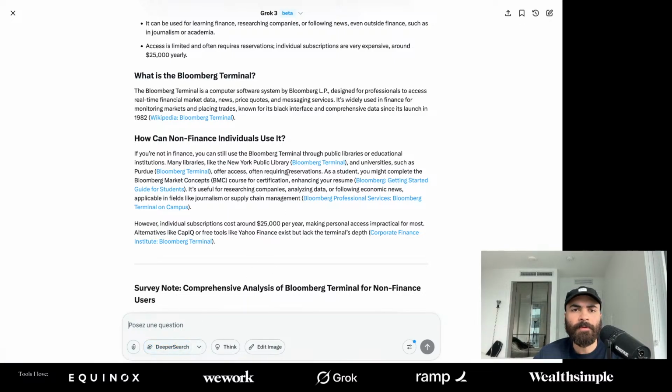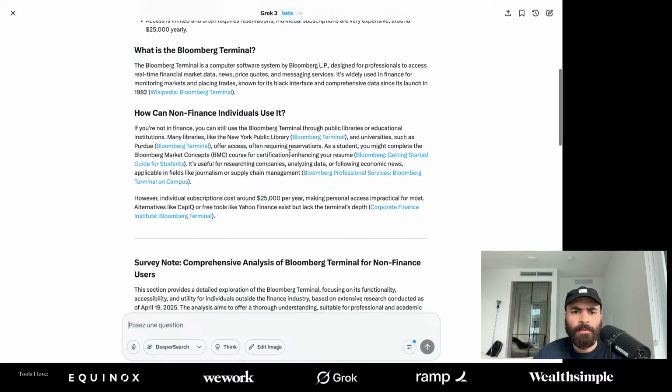Let's turn off deeper research. Bloomberg Terminal is a computer software system by Bloomberg LP designed for professionals to access real-time financial market data, news, price quotes and messaging services. It's widely used in finance for monitoring markets.